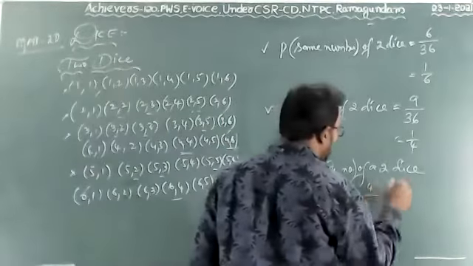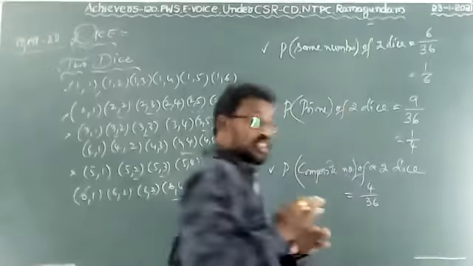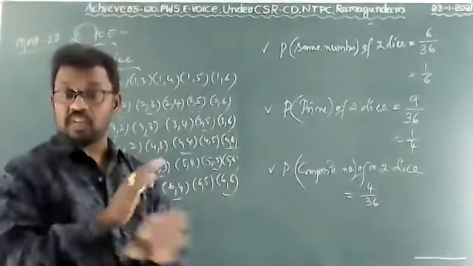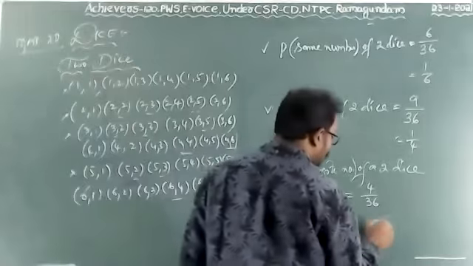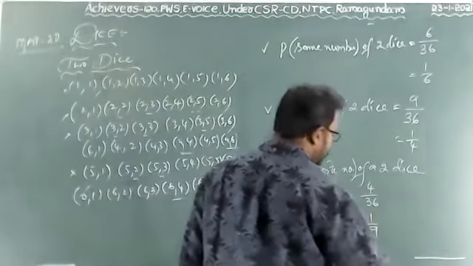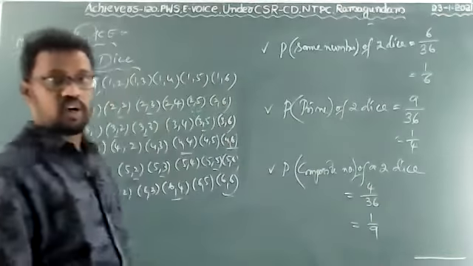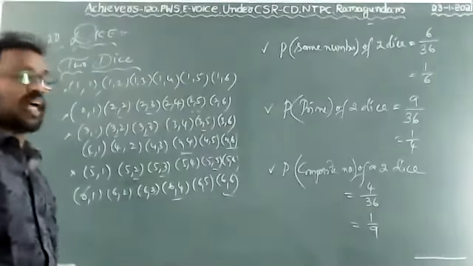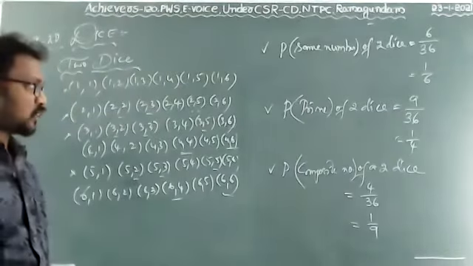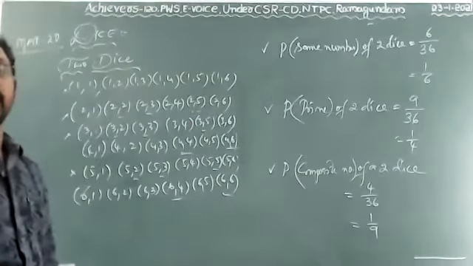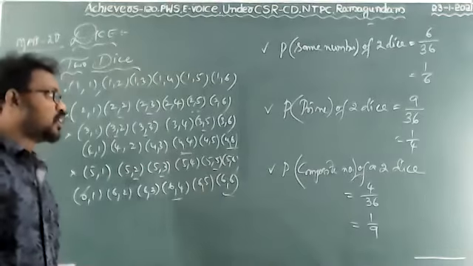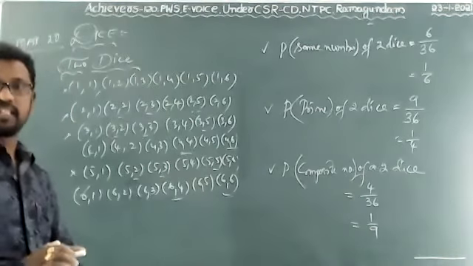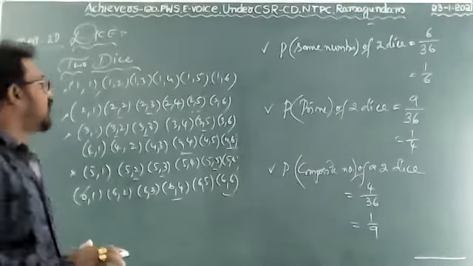4 out of how many? 36 is common all the time for 2 dice. Total number of outcomes is 36. That is 4 ones are 4, 4 nines are 36. So 1 by 9. Got it? That is the composite number on 2 dice.